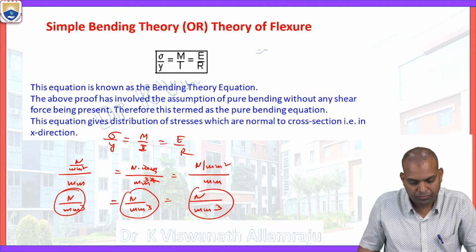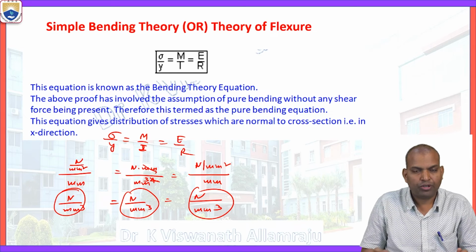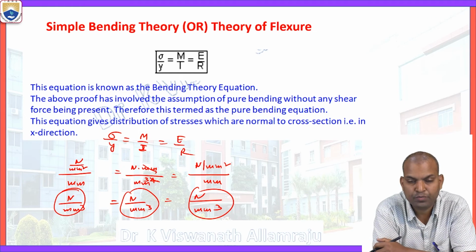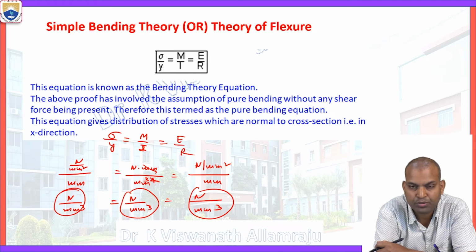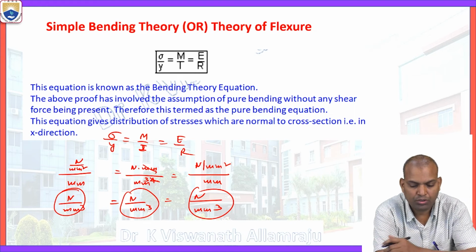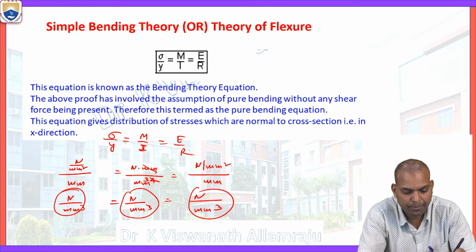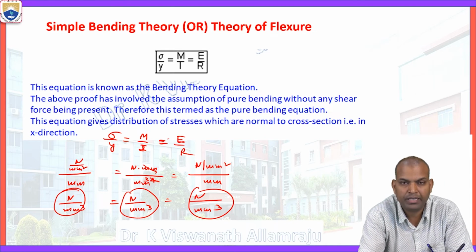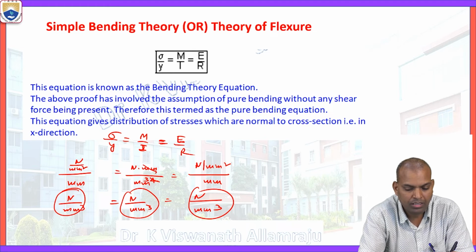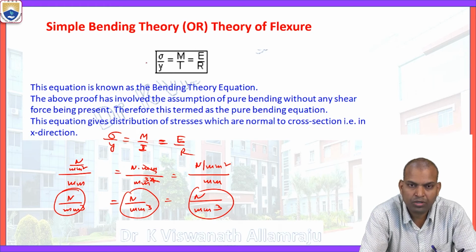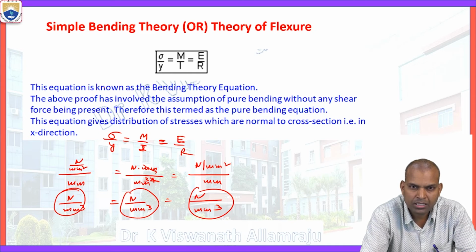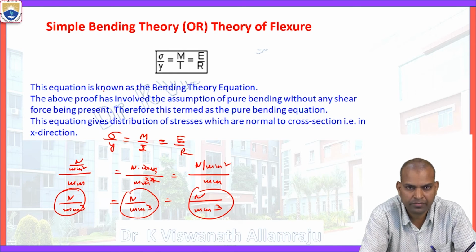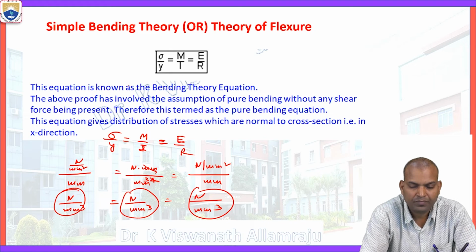Now why should we call it the simple bending theory or pure bending equation? The equation sigma by y equal to M by I equal to E by R is known as the bending theory equation. The assumption involved in this equation is pure bending without any shear force being present, and there is no buckling present. Therefore, this equation is known as the pure bending equation.